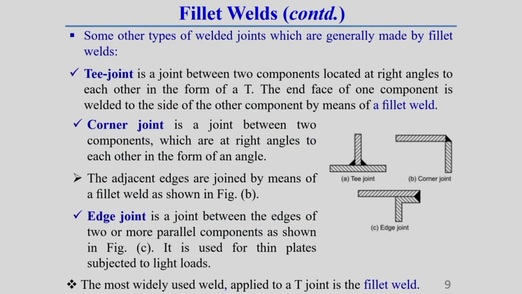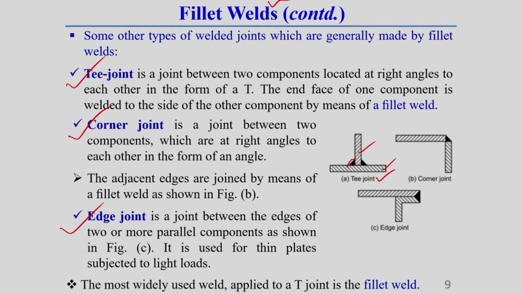Now, here I am showing some other types of joint which are generally done using the fillet weld, in the sense that the shape of the weld is triangular in nature. One joint is called the T joint, another is called the corner joint, and another is called the edge joint. Here, figure A represents the T joint, where one is a horizontal plate and another is a vertical plate, which form a shape like an inverted T. That is why it is called a T joint.